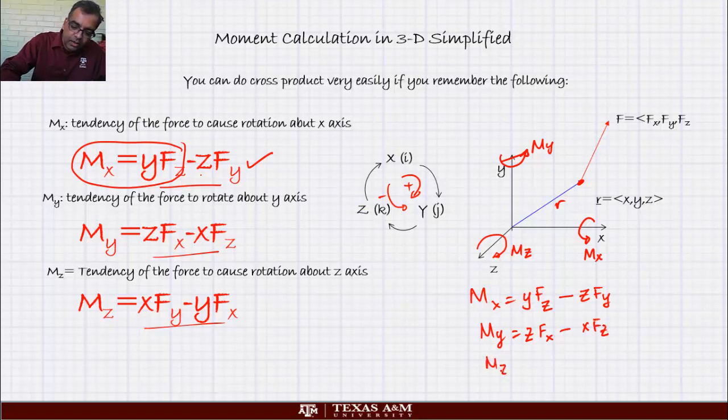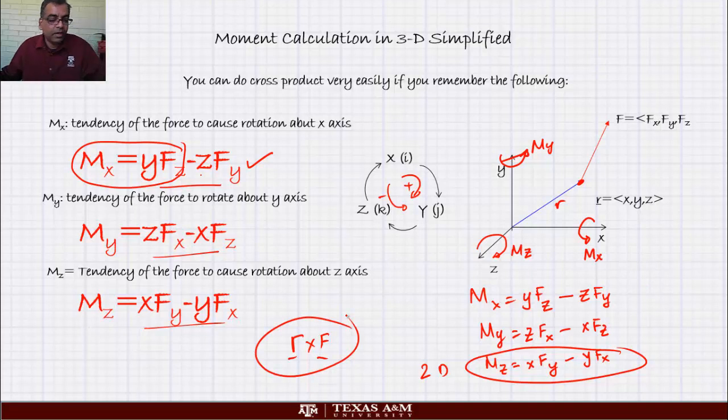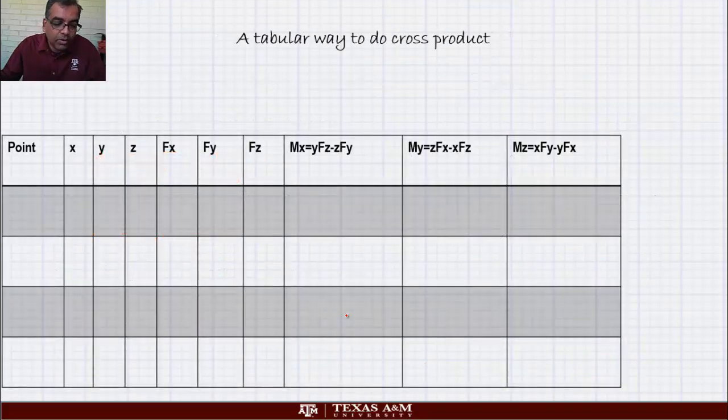And Mz will be, okay, z is going to x, x goes to y, and then y fx. This was the formula that we needed for 2D. You can see how the 3D and 2D formulae are actually connected. The main point is, this is exactly what you will get by doing R cross F. This is just a convenient way of doing it, and there's an even more convenient way of doing it, which we will use pretty heavily, which is to do this in a tabular form.